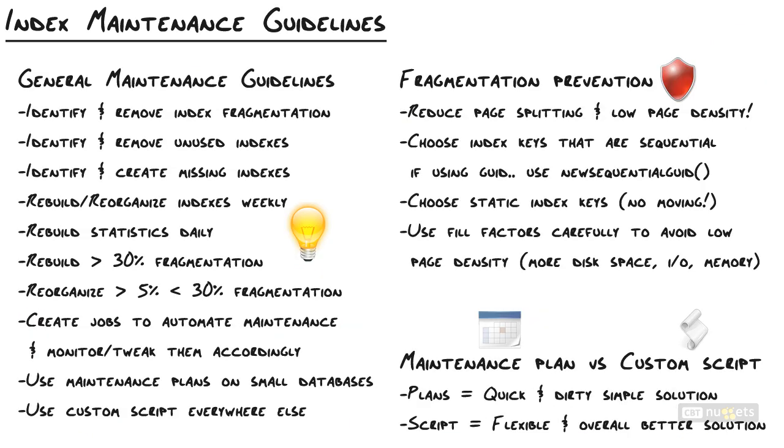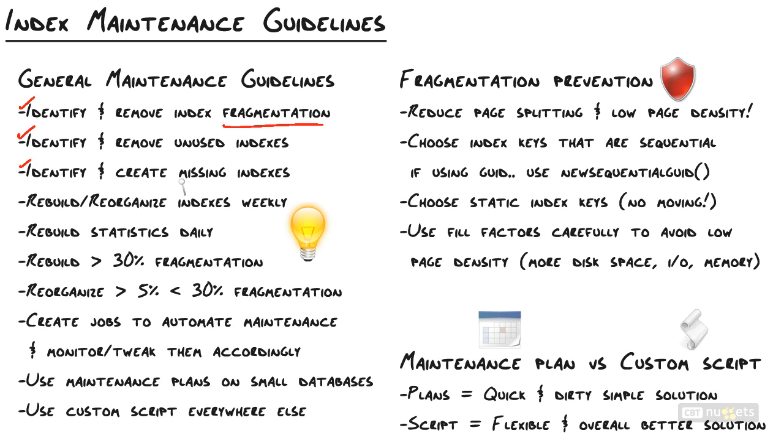Let's start with a checklist and some general maintenance guidelines here. The first one, obviously, identify and remove fragmentation. That's going to be the big one. The second one, identify and remove unused indexes. Unused indexes don't do anybody or anything any good. They waste space, they waste resources. Let's get them out of there. So I'll show you an easy way to identify and remove them.